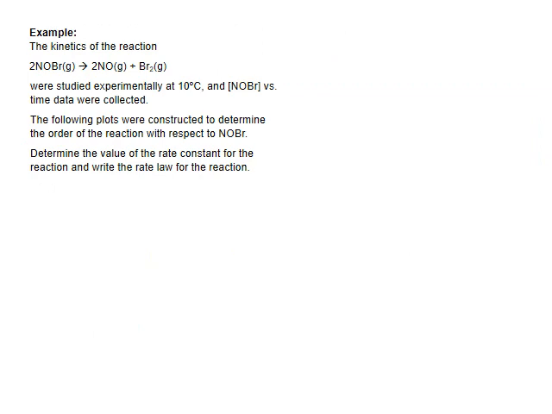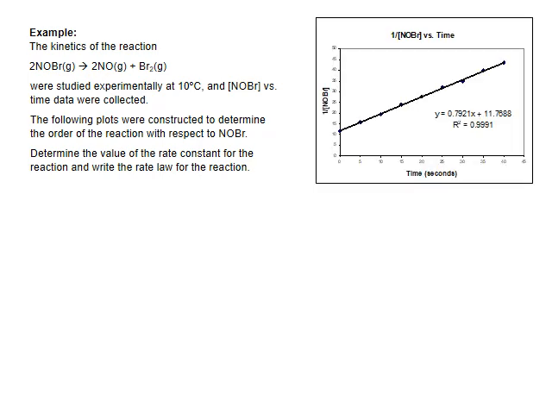Let's look at an example. The kinetics of the reaction of 2NOBr going to 2NO plus Br2 were studied experimentally at 10 degrees Celsius, and the concentration of NOBr versus time was collected. The following plots were then constructed in order to determine the rate law for the reaction.